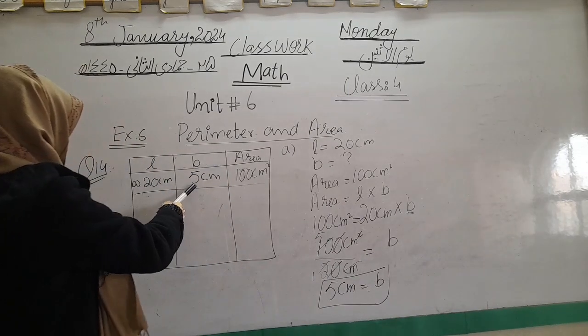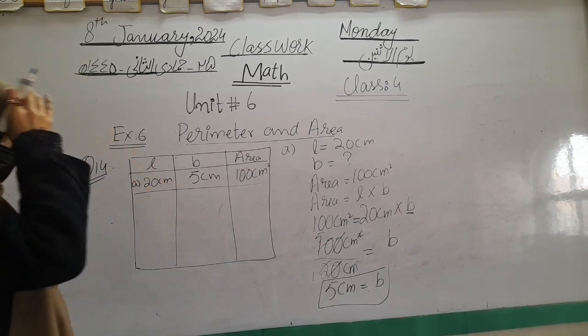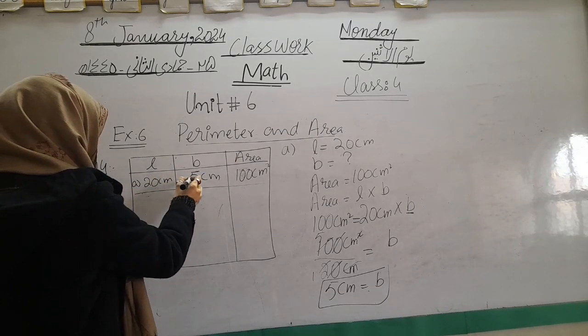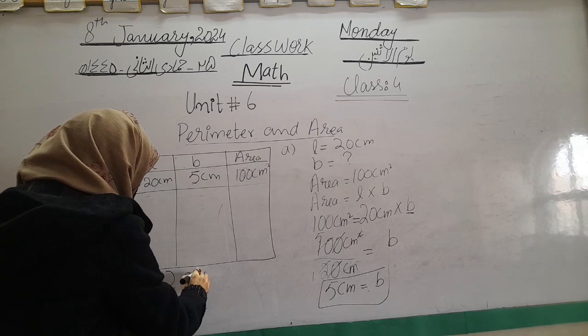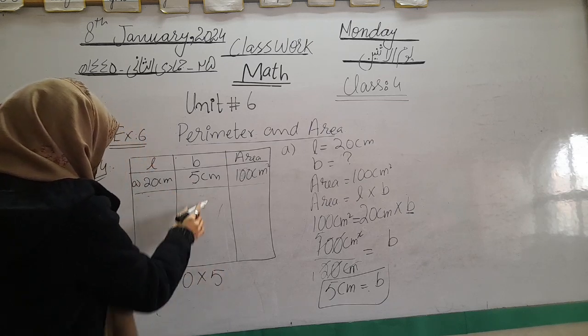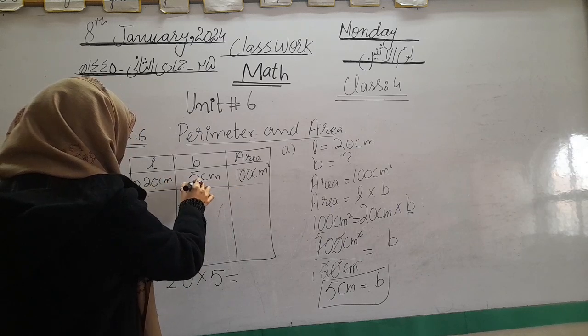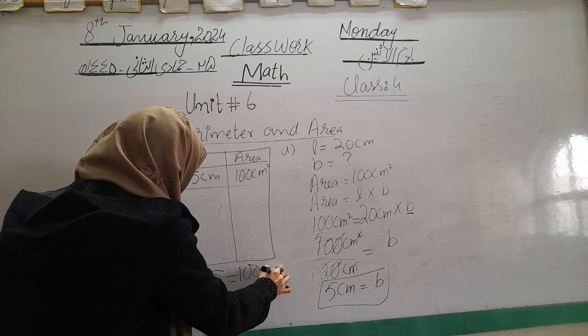You can also check your answer, whether you have got the correct answer or not. For this you can multiply the value of length that was given with the breadth that you have found. You will multiply both these, and whenever the answer is equal to 100 centimeter squared, it means you are on the spot.